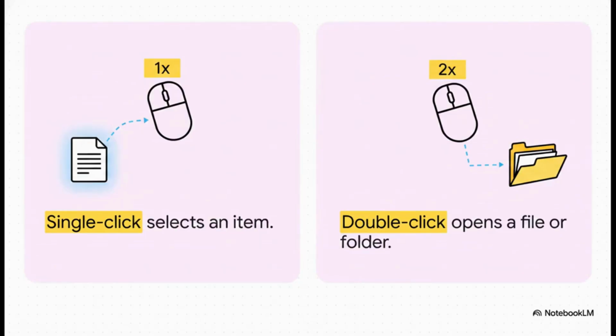The real trick with the mouse is knowing the difference between your clicks. A single click, pressing the left button just once, merely highlights or selects something. But a double click, pressing that left button twice super fast, that's the definitive command that actually opens up a file or folder so you can see what's inside.